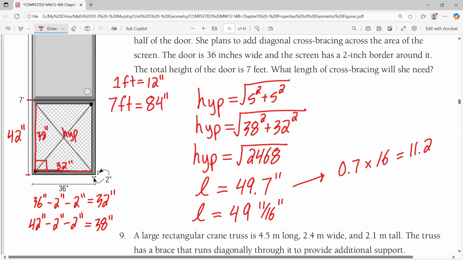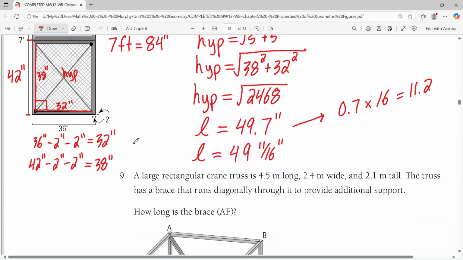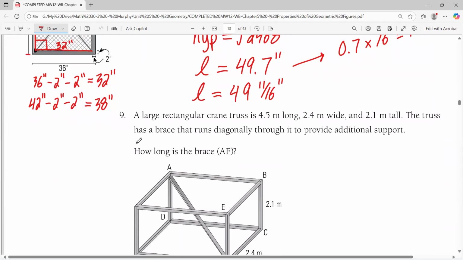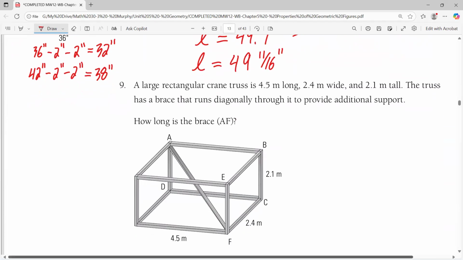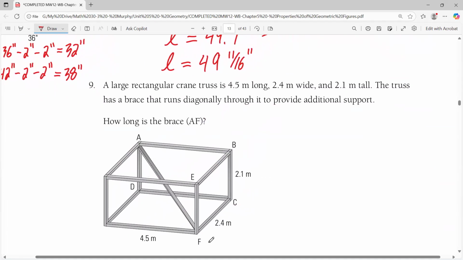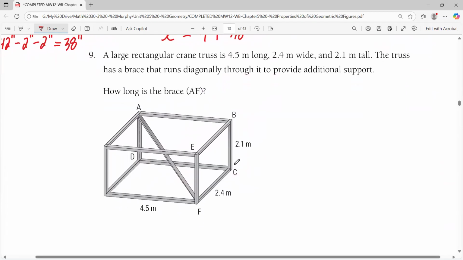Number 9. We're going to have to look at it and remove some of the pieces and make them two-dimensional. So you've got a large rectangular crane truss that is 4.5 meters long, 2.4 meters wide, 2.1 meters tall. The truss has a brace that runs from the corner across and down. How long is that brace?